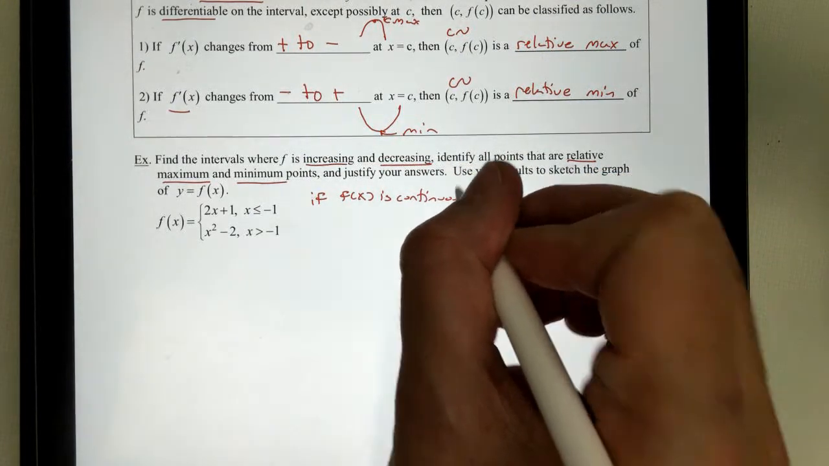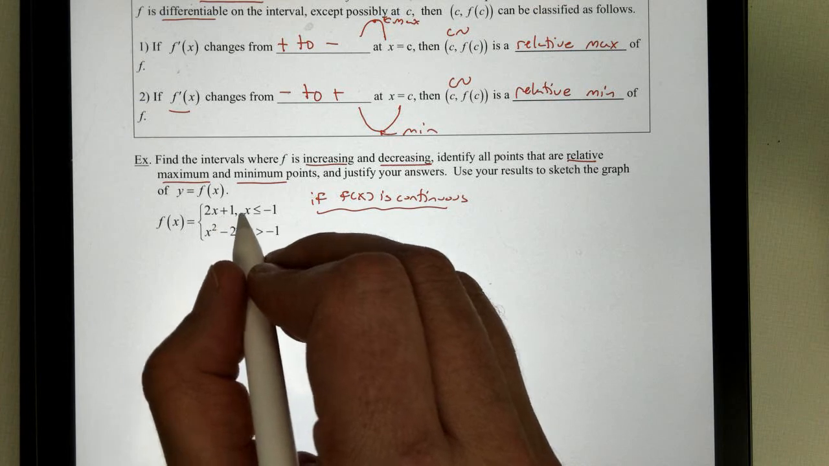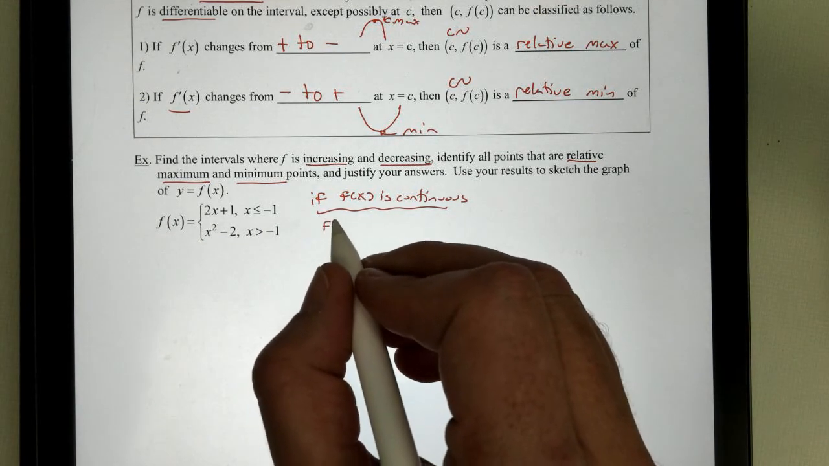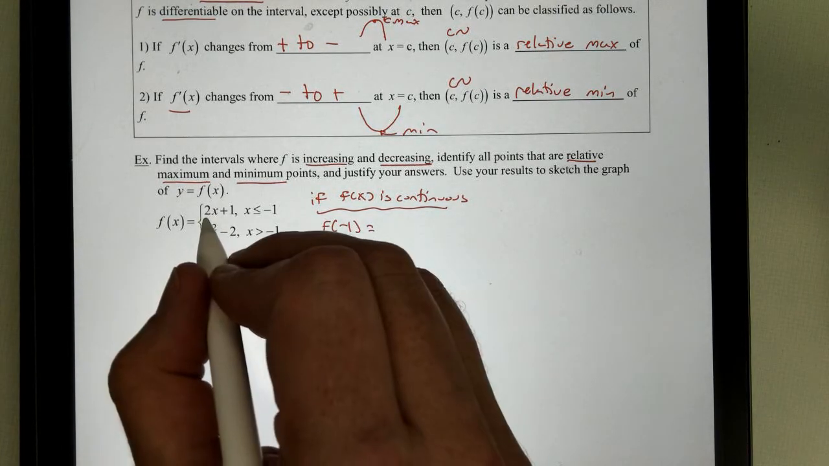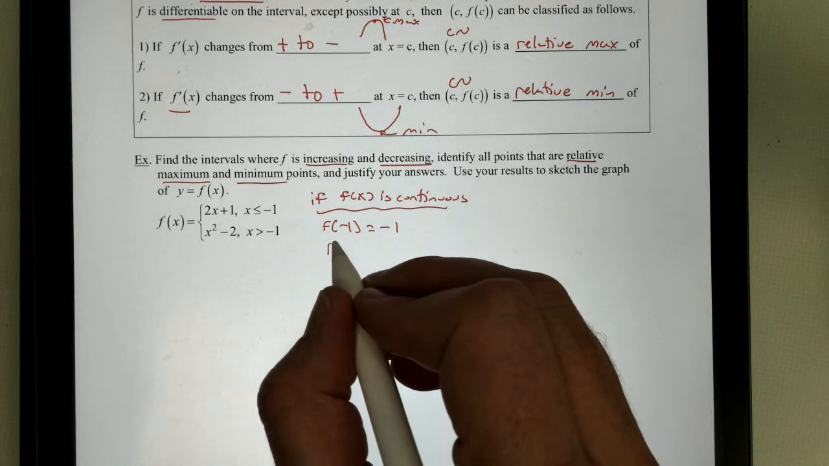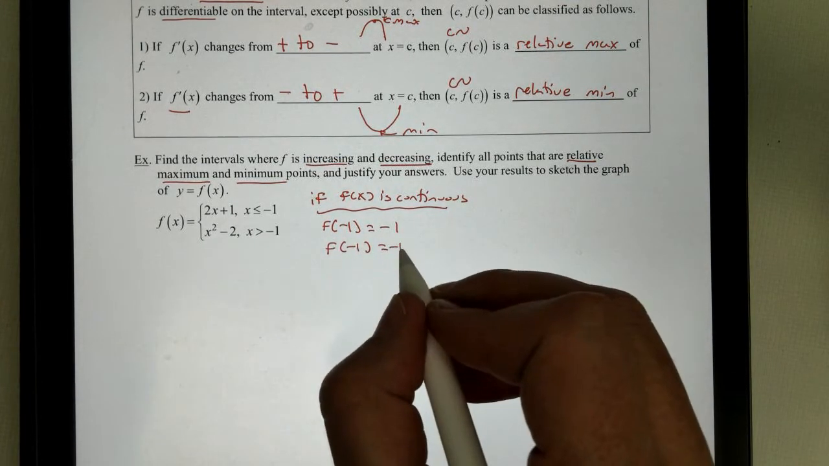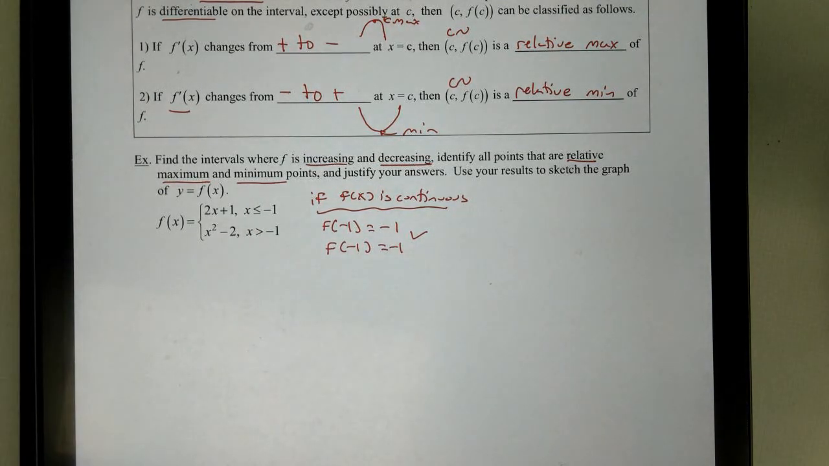To do that, all I really have to do, it does have a value, I just want to make sure that the limit from the left equals the limit from the right. So if I plug negative 1 into the first function, I'm going to get negative 2 plus 1, or negative 1. If I plug it into the bottom one, I'm going to get 1 minus 2, or negative 1. So they're meeting each other, so this is going to be a continuous function.